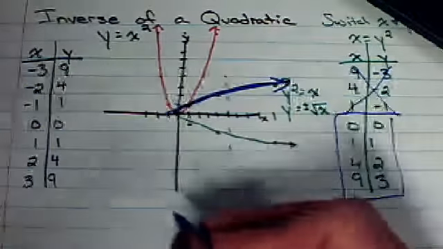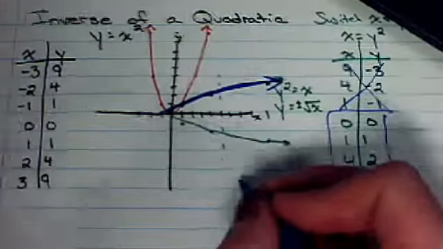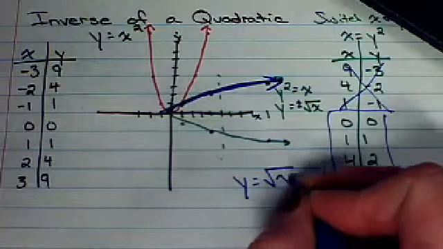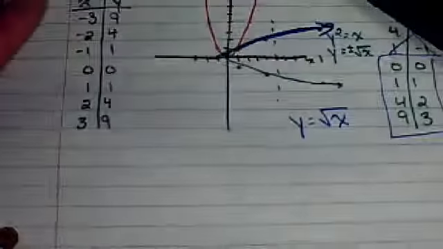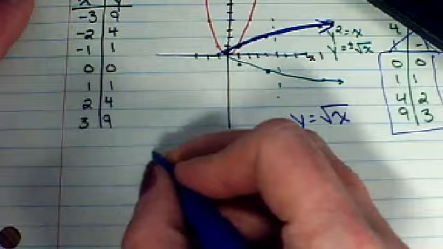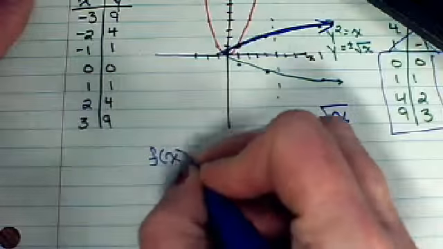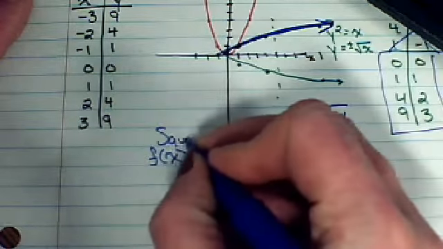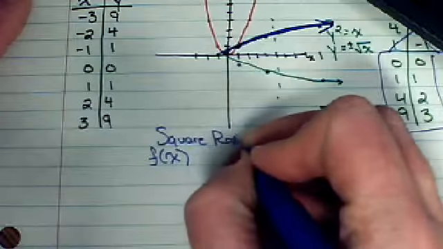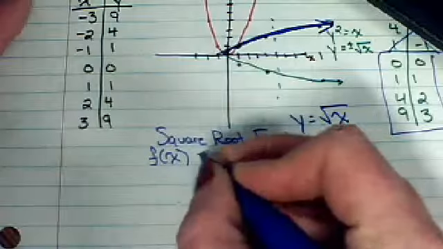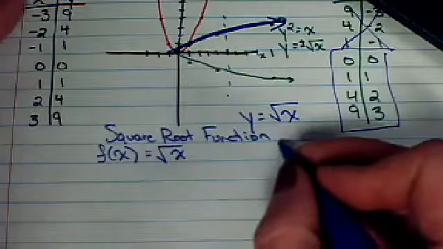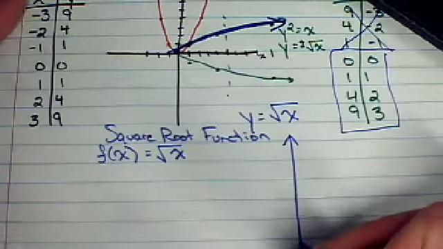It would actually be the function y equals the square root of x. That makes it an inverse function. So we have this parent function of the square root family. This is the square root function. And if we look at it by itself, we're going to take away the rest of the graph.